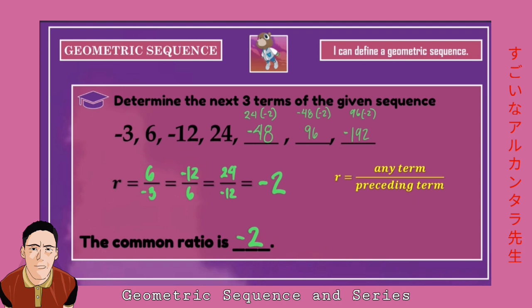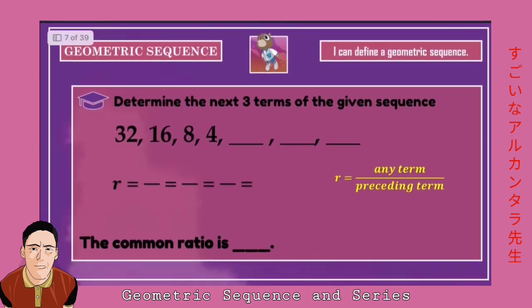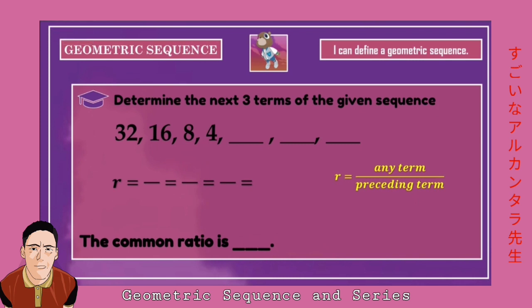So in here, we are able to find not only the common ratio, but also the next three terms of the given sequence. So let's have some more examples. We have here 32, 16, 8, and 4. So again, to find the common ratio, let's start with the second term divided by the first term. We can also have the third term divided by the second term. Then the fourth divided by the third.